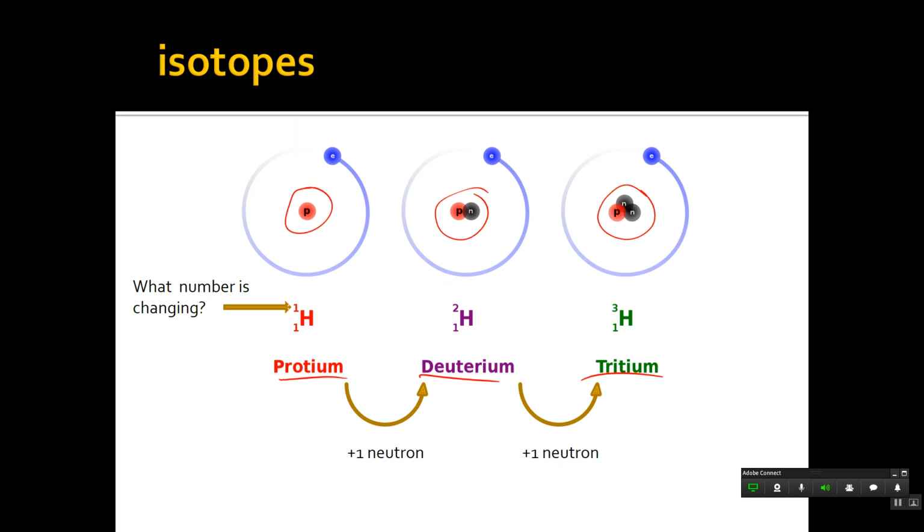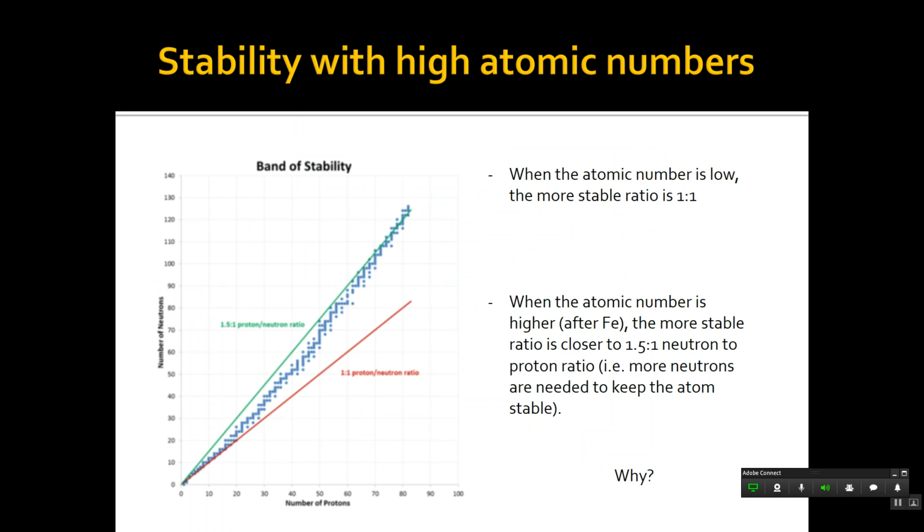Yeah, it's the nucleons that are changing, not the number of neutrons. Right, the first one has how many neutrons? How many neutrons are there in hydrogen protium? Zero, exactly. Even though it's written one up here, so remember, it's the number of nucleons. All right, okay, so let's get into the more complicated stuff.